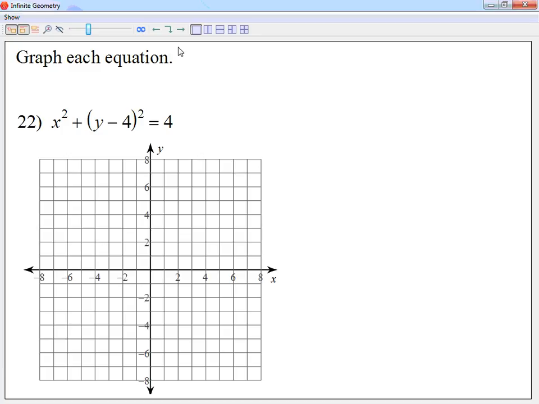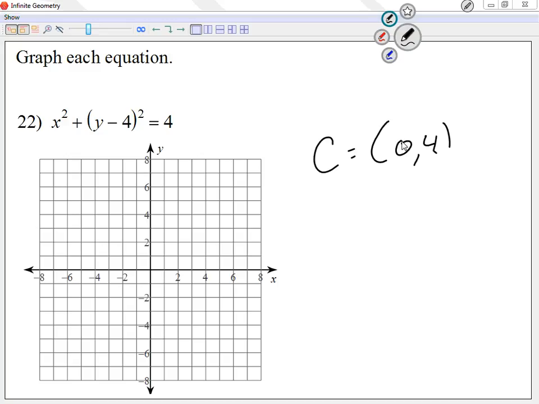Okay, so looking at question number 22, what are the coordinates of the center? 0, 4. Good. And you guys said the radius is 2? So 0, 4 is there. So I'm going to go 2 up, 2 down, 2 to the right, and 2 to the left. And then connect your circle as best as you can. And let's assume that's a circle.